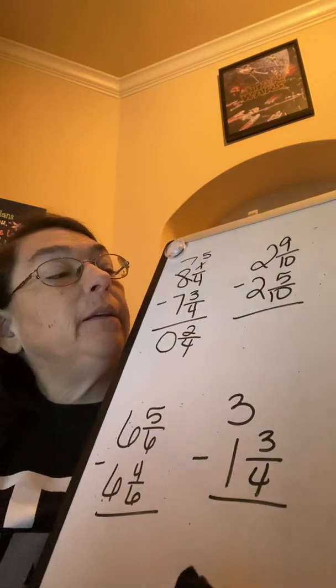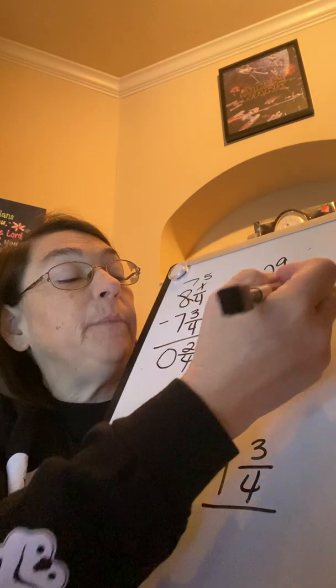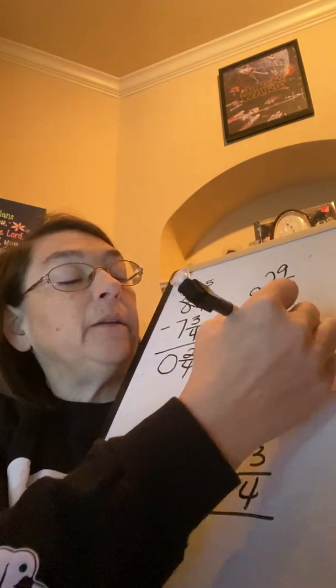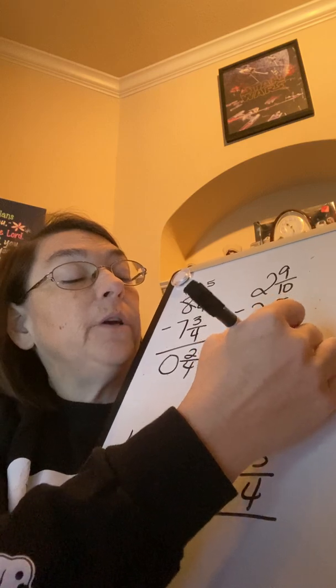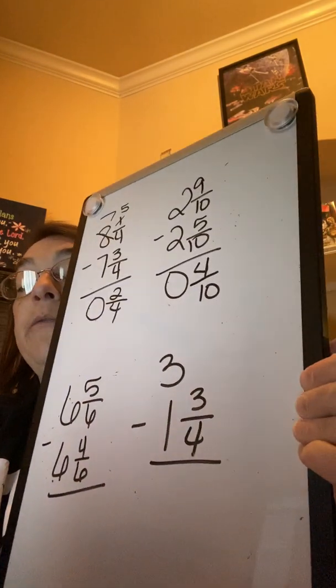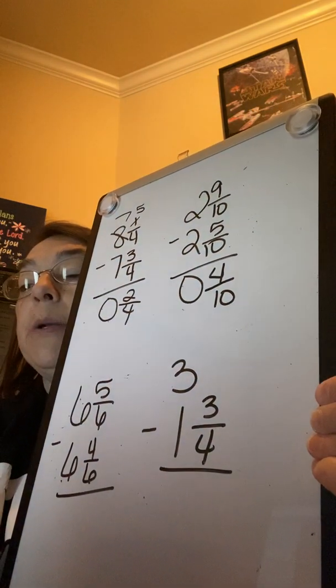Okay, number 10. You have a 9 on top and a 5. You can take 5 away from 9, so there's no regrouping. So 9 minus 5 is 4 over 10. 2 minus 2 is 0. So you could either get 4/10 or 0 and 4/10. That was just simple subtraction.